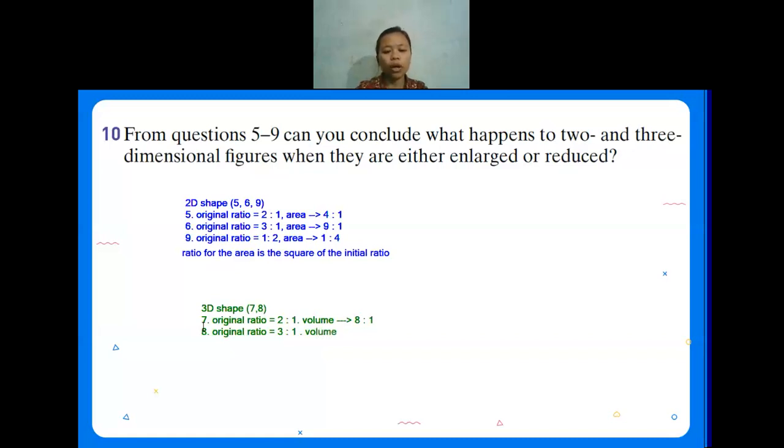Anyone want to help me to conclude what happened? Why did the number change so much? What do I have to do to change the number from 2 to 1? Power 3. Okay, so the ratio for the volume is the cube, or the power of 3, of the initial ratio.